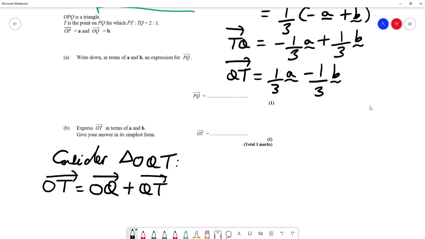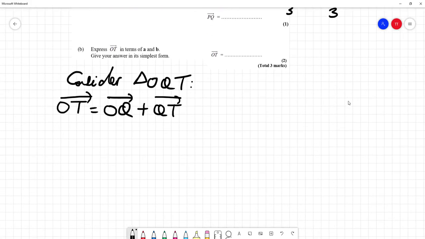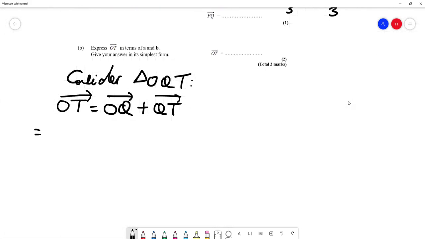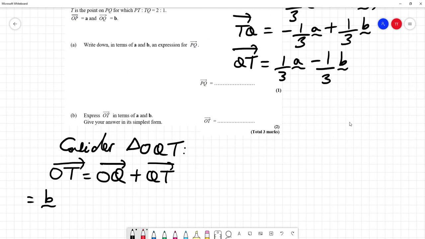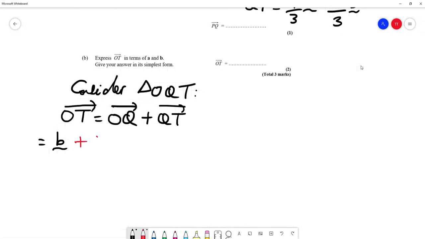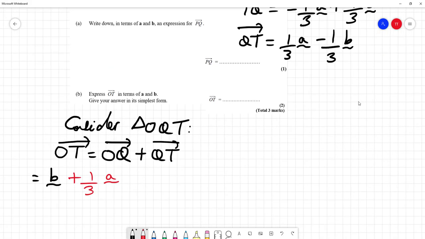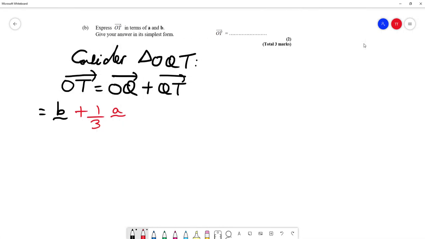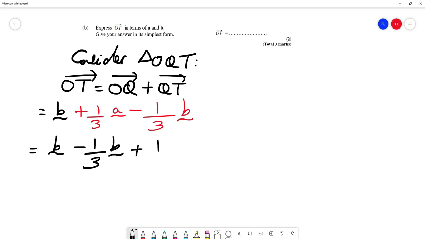So OQ is B. So we could write that in. So that's going to be equal to B. Now I'm going to write QT in red so it doesn't get confusing. So we get plus 1/3 of A. And then we also have minus 1/3 of B. So now we need to collect the like terms. So I'm going to get B minus 1/3 of B. And then we've got 1/3 of A.